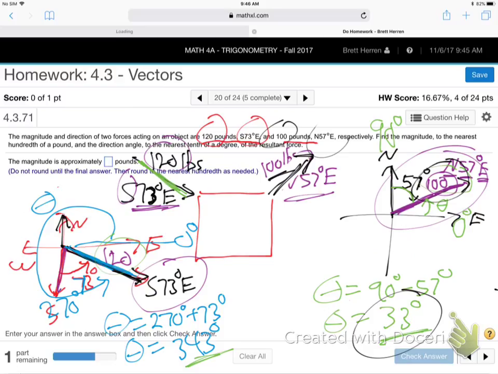We had to draw them first off. South, 73 degrees east. We had to draw it. We had to go south and 73 east. And then find out that that was 343 degrees. And north, 57 east. Had to draw it and find out that that was 33 degrees. So get the two angles.